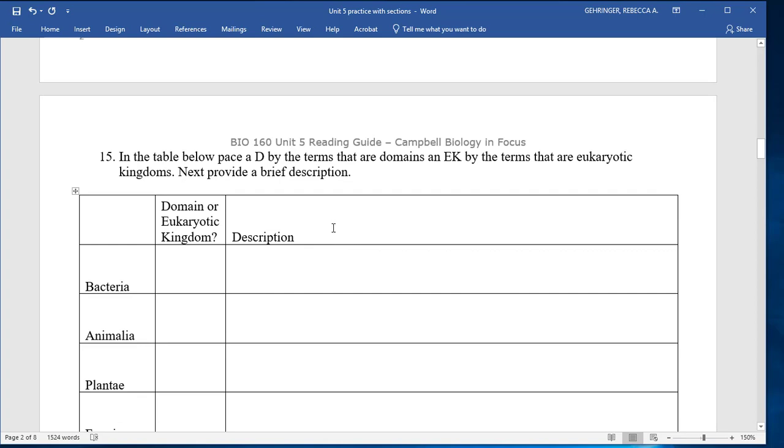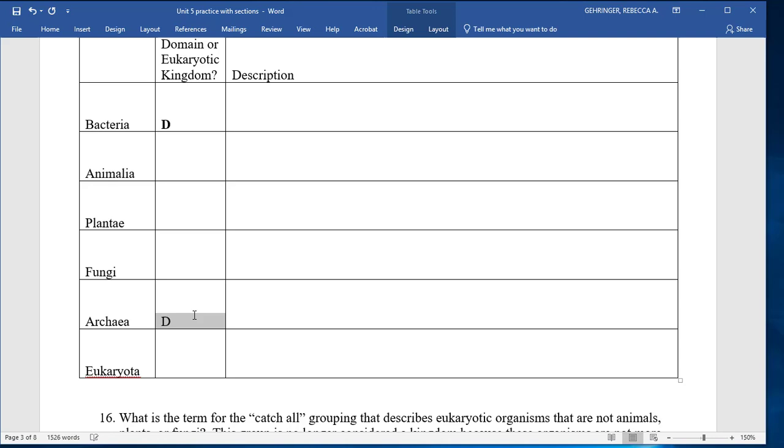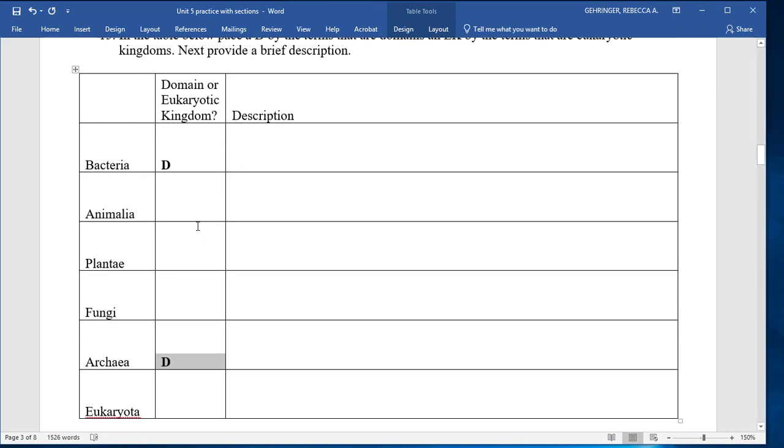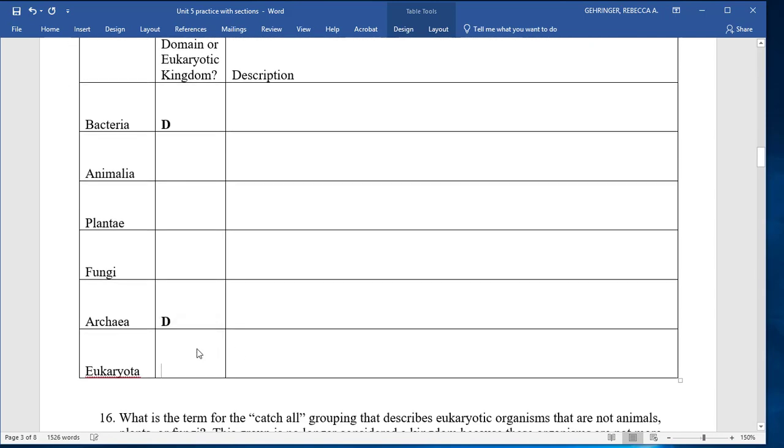15. In the table below, place a D by the terms that are domains and EK by terms that are eukaryotic kingdoms. Next, provide a brief description. So bacteria, is that a domain or eukaryotic kingdom? That's a domain. How many domains are there? 3. Why don't we find all the domains first? There's 2 prokaryotic domains. Bacteria is one of them. What's the other prokaryotic domain? Yep, archaea. And then, if we're using all of our information on the test, it says eukaryotic kingdom for eukaryotic kingdoms. So our third domain is eukarya. So we'll go ahead and fill that in.